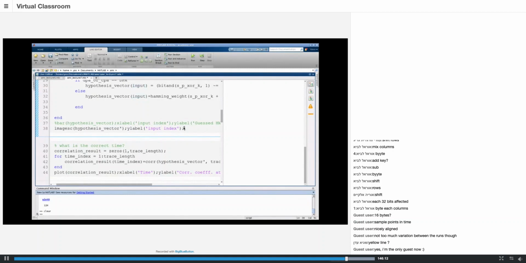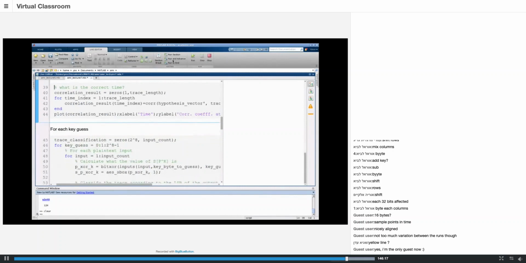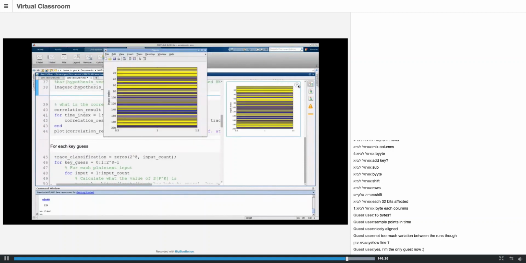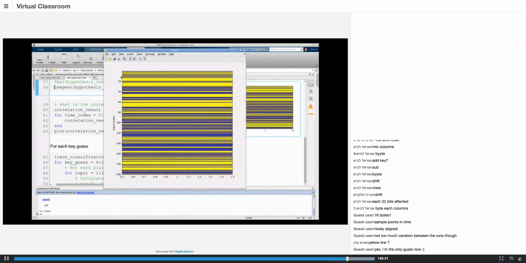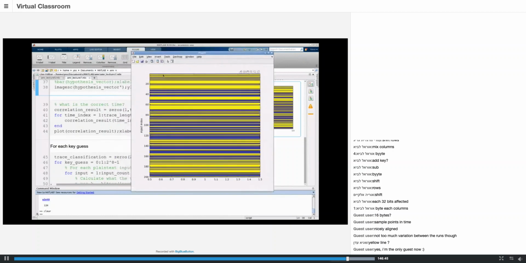Okay, let's run this and see what comes out. Yeah, so this is what comes out. What you see here is my hypothesis for each one of the inputs. It's easy to see that I have two bins, the yellow bin and the blue bin. For the guess that the key is 120, these traces go into the blue bin, and these traces go into the yellow bin. So half of them go here, half of them go there.